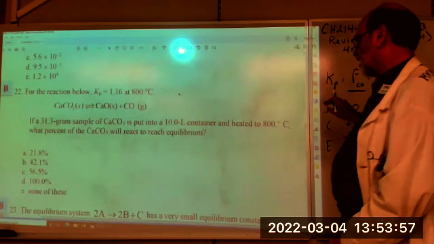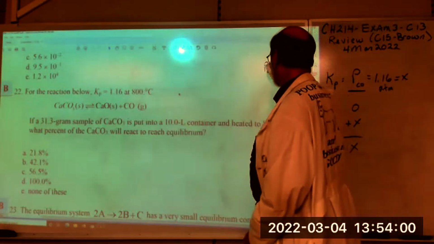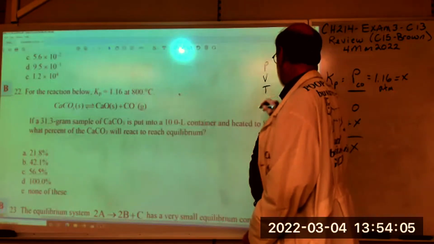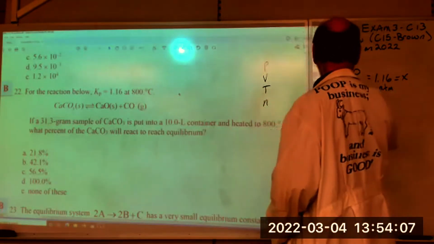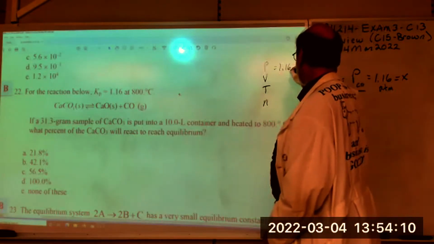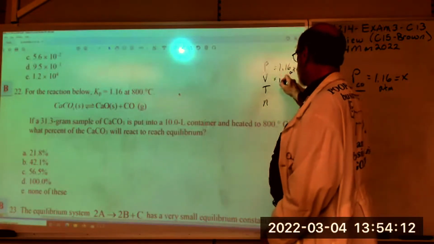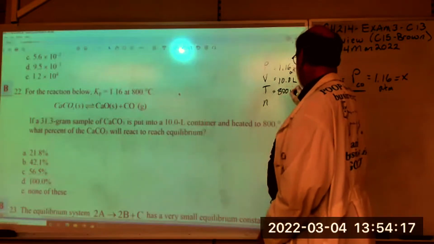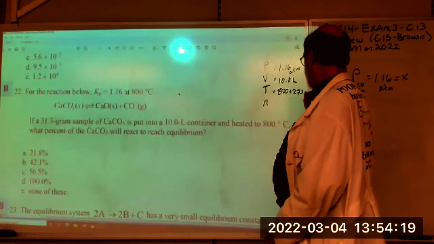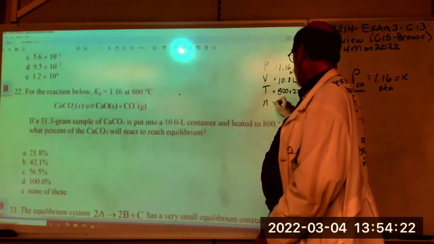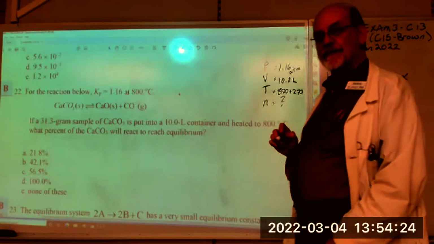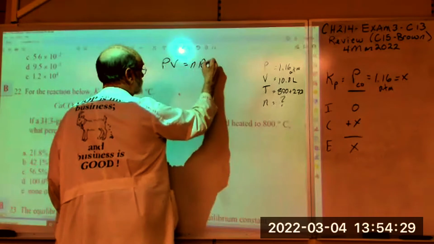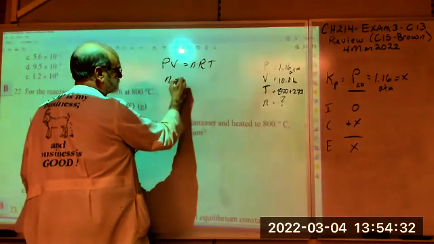Let's see, do we have enough information? Pressure, volume, temperature, moles. Pressure, 1.16 atmosphere. Volume, 10 liters. Temperature, 800 plus 273. And number of moles, question. So we can use the ideal gas equation and solve for moles.